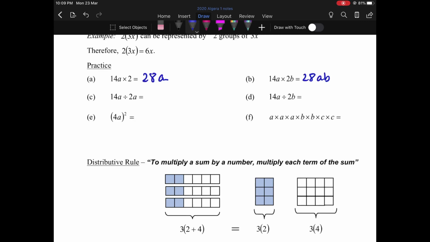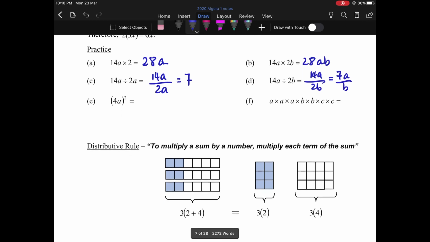Part C, division. So for good habits, you can write division as a fraction. 14a over 2a. So 14 divided by 2, you get 7. And a divided by a, you get 1. So you just write 7. Leave it as 7. For part D, 14a divided by 2b. So you get 7. And since a and b are unlike terms, they remain.